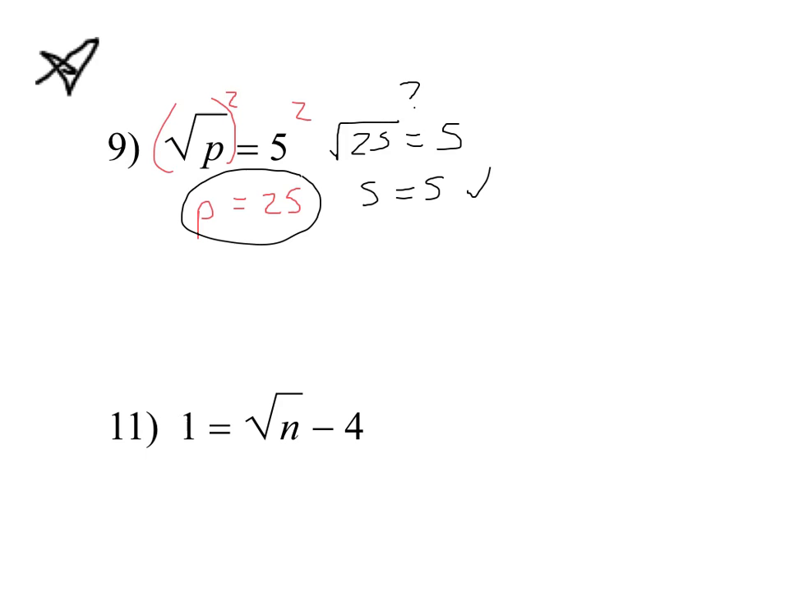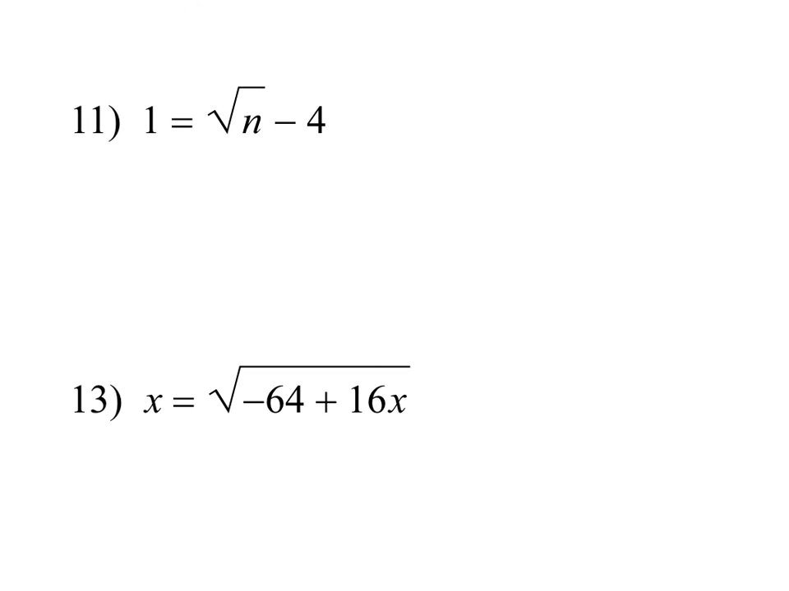If we go down to number 11, we notice that the root is not by itself on one side of the equation. So that is our first step. We must get it by itself before we can undo the square root, which gives us 5 equals root n, which now that it is by itself on one side of the equation, we can undo the root by squaring, and now we have n equals 25 again.